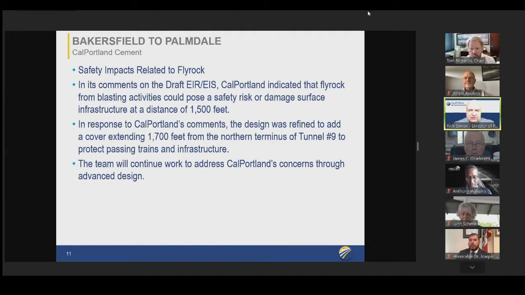So we have looked at that, and we have a portion of our alignment that is out of tunnel and open to the air that's within that. So we are planning to provide some type of cover over that. The exact design of that will be worked out in detail during final design, but we do intend to provide a shielding, a cover to mitigate this fly rock risk. We believe we've addressed that concern through the design change that we made between draft and final.